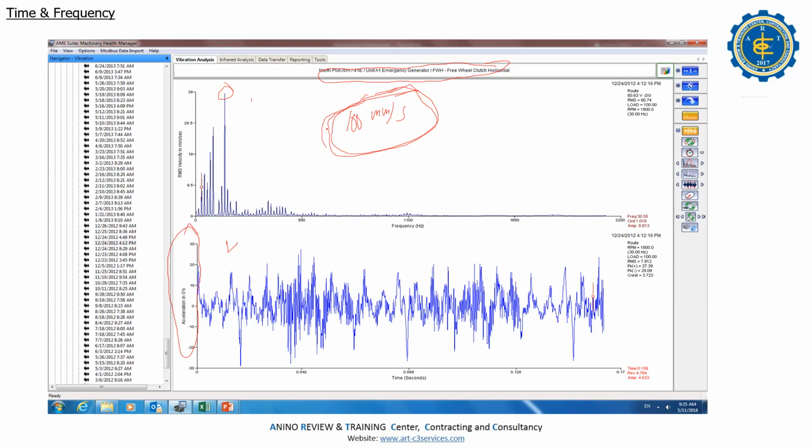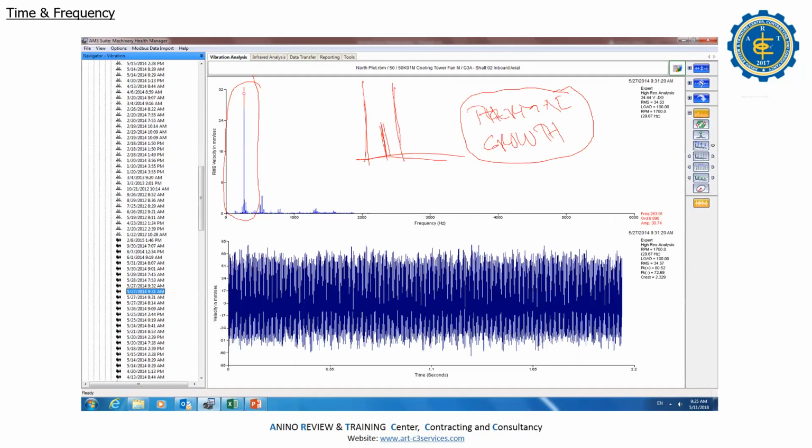So that's my experience: 100 mm per second on the clutch. But on the fan, how much did I get? 30, right? For the fan, the cooling tower, 30.